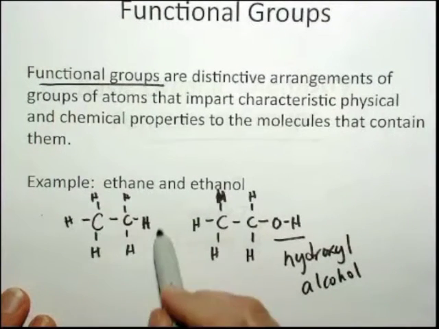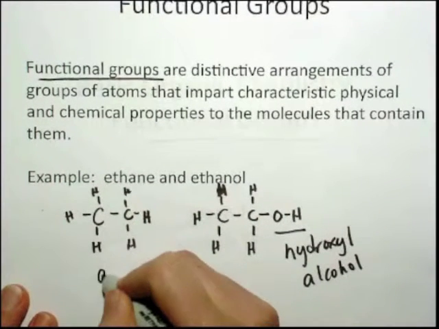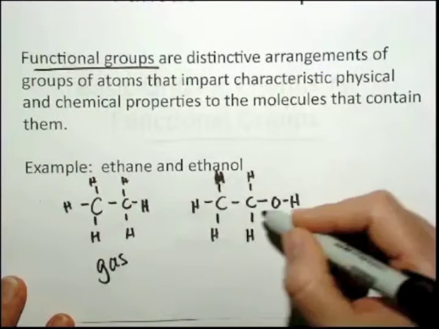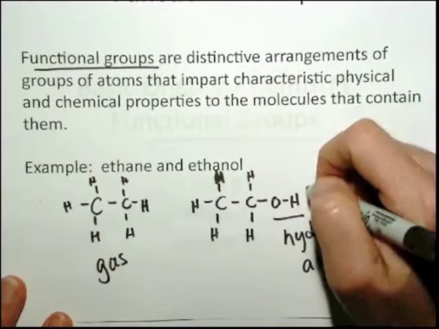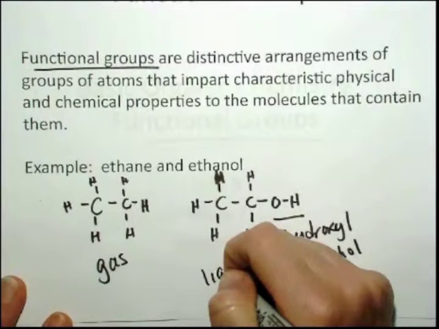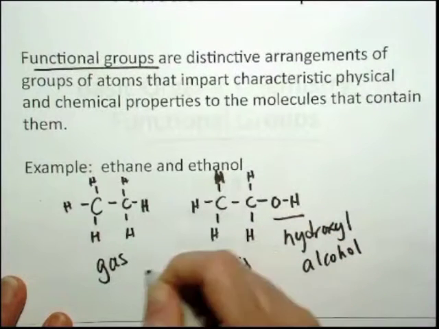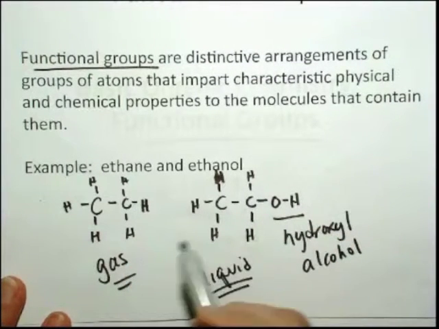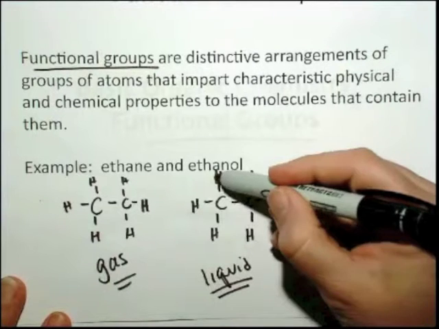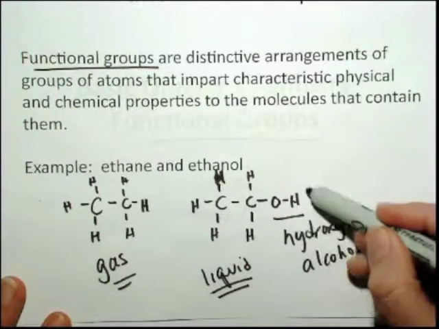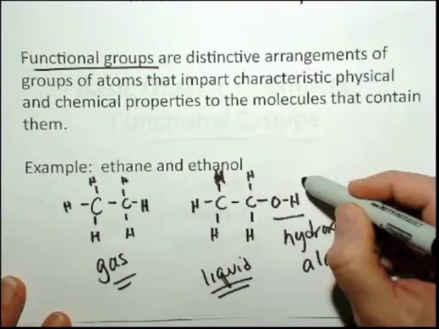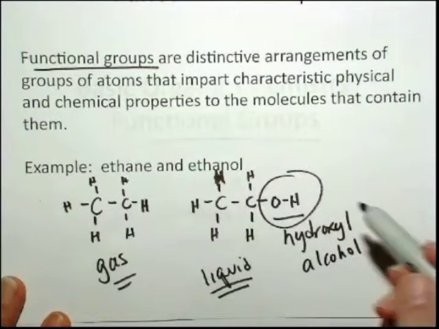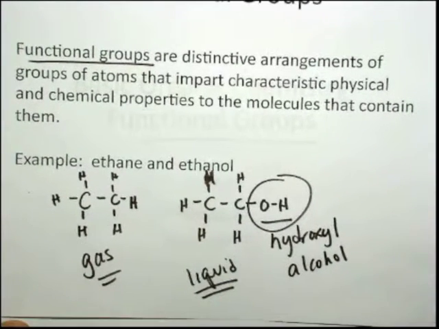For example, ethane at room temperature and pressure is a gas, whereas ethanol at room temperature and pressure is a liquid. Okay, big difference between the two of these, big differences in what types of molecules they will react with because of this now present functional group. So this would be considered a functional group on this hydrocarbon.